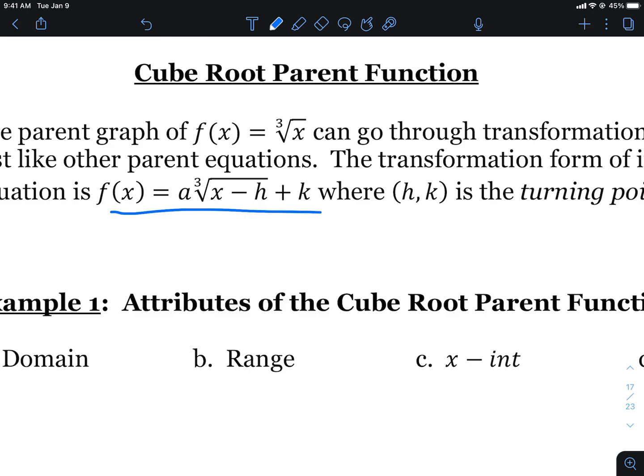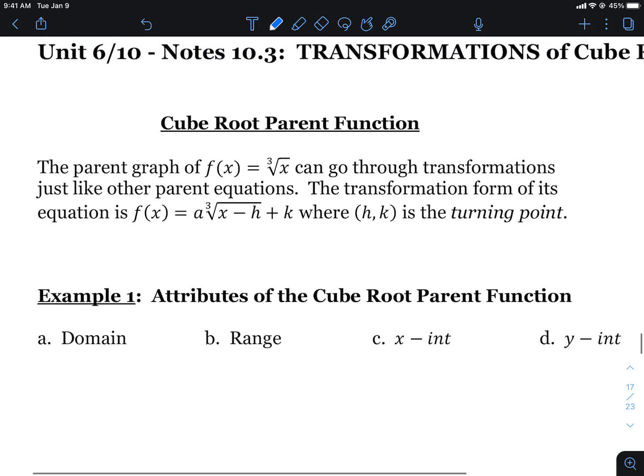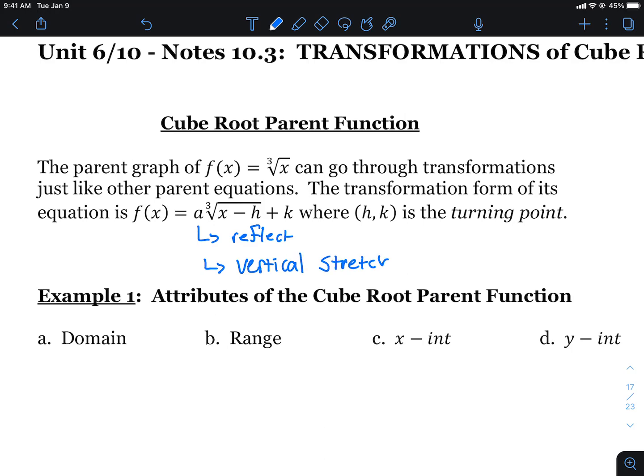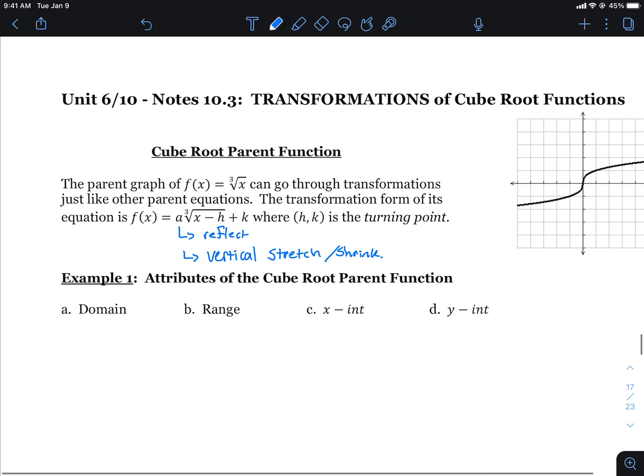Here's your generic cube root graph right here, where H and K is the turning point. I usually call it the center of the graph. And then A is going to do two things. It's going to either reflect if it's negative, or it's going to be a vertical stretch or shrink. We'll see a few where we actually have a stretch or shrink. We haven't seen one yet together, and you just change the pattern a little bit.